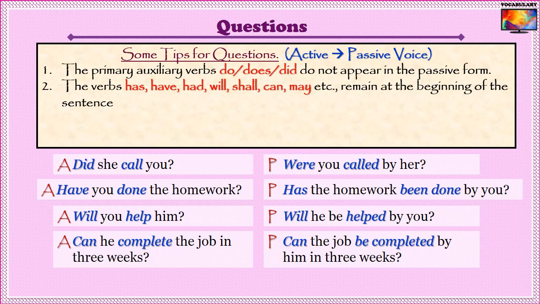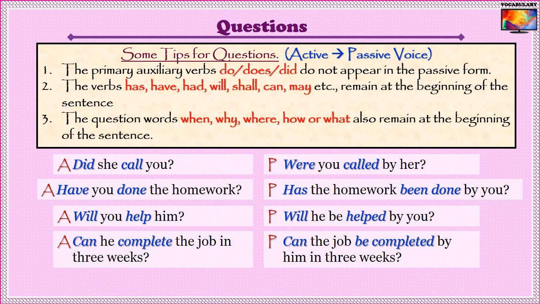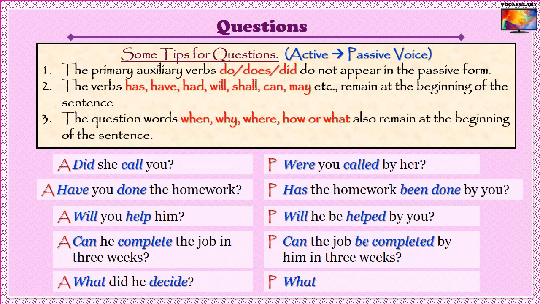And so on. The third and final tip is the question words when, why, where, how, or what also remain at the beginning of the sentence when the active voice is changed into the passive voice. So if the question is, what did he decide? The passive looks like what was decided by him.